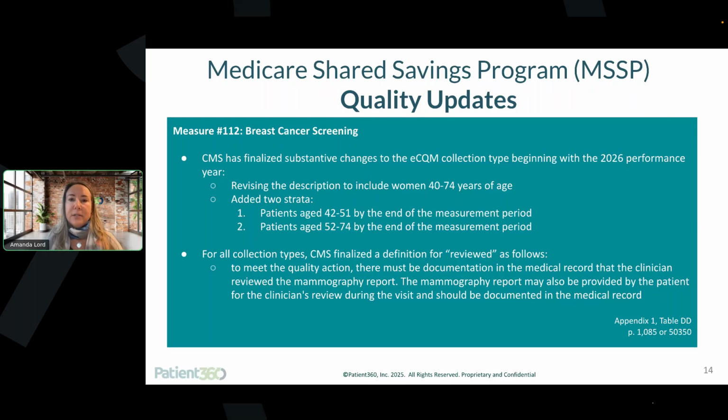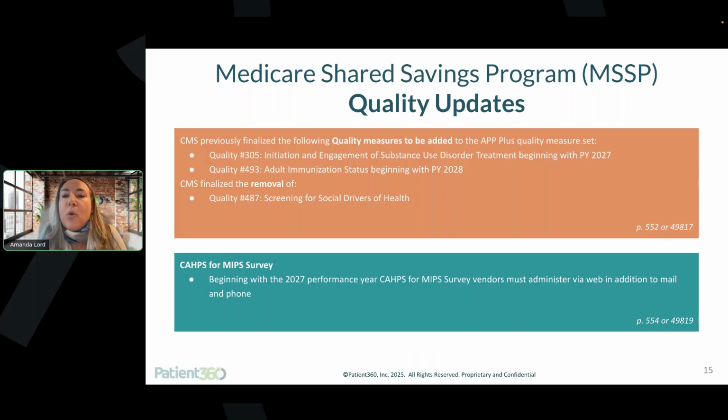Okay, next slide, please. All right, APP Plus measures on the roadmap just for the future. It's important to note that measures that are on the roadmap for addition to the APP Plus set in 2027 and 2028 are substance use disorder treatment and adult immunization status. Oof, that was a long one.